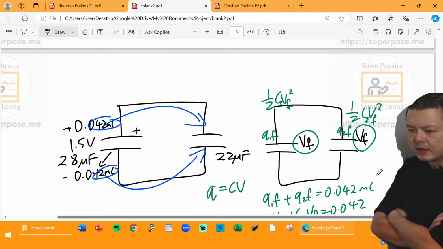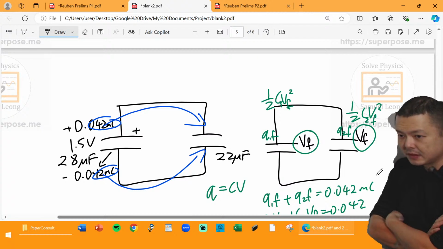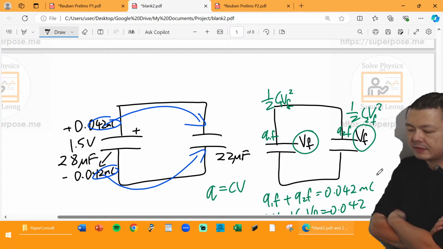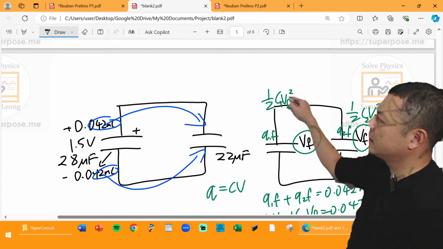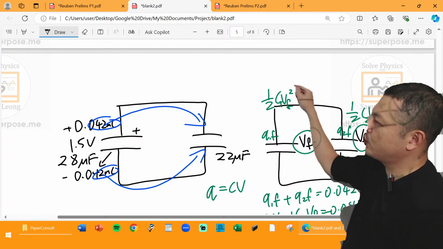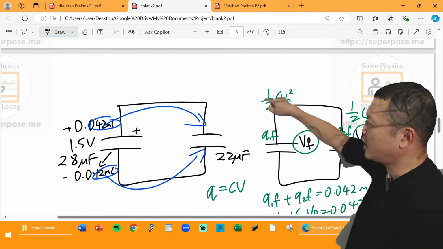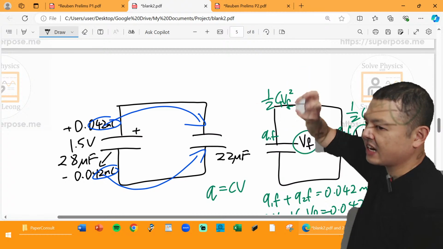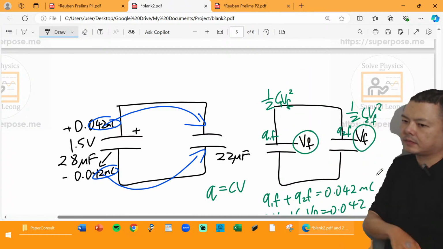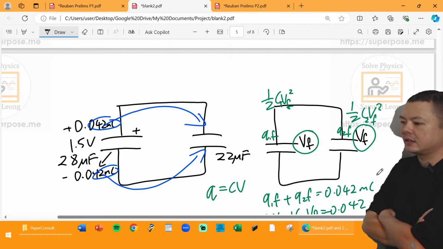Wait, why is that? Are you asking about why it is half? I said half CV squared because of the graph. When you draw the graph of Q and V, as you charge, the Q increases and the V increases. Then the amount of energy stored is the area under the graph. It's just because of the area under the graph, so it won't be CV squared.